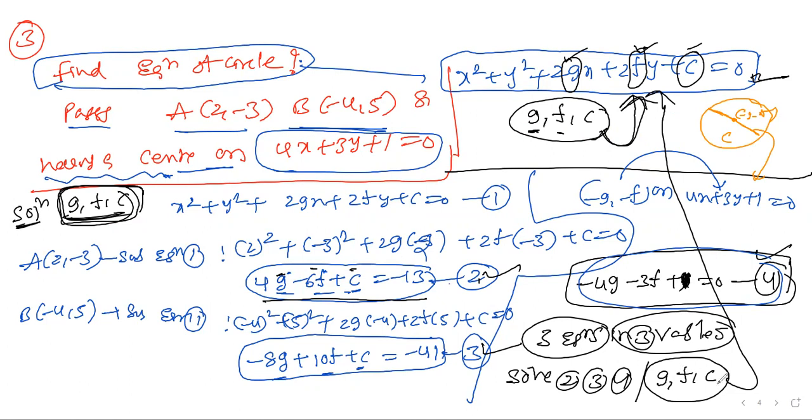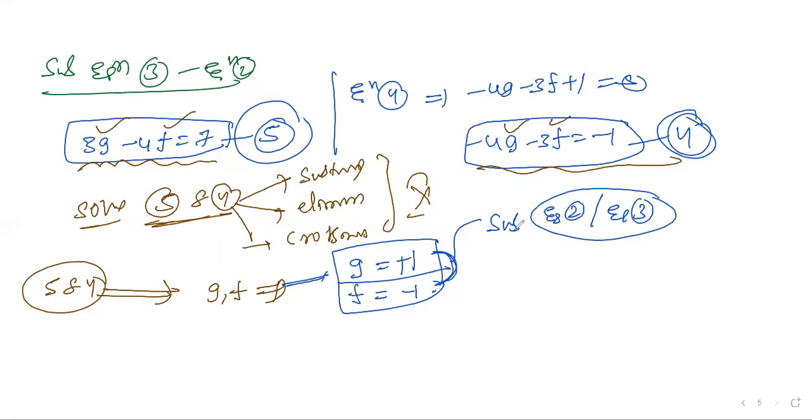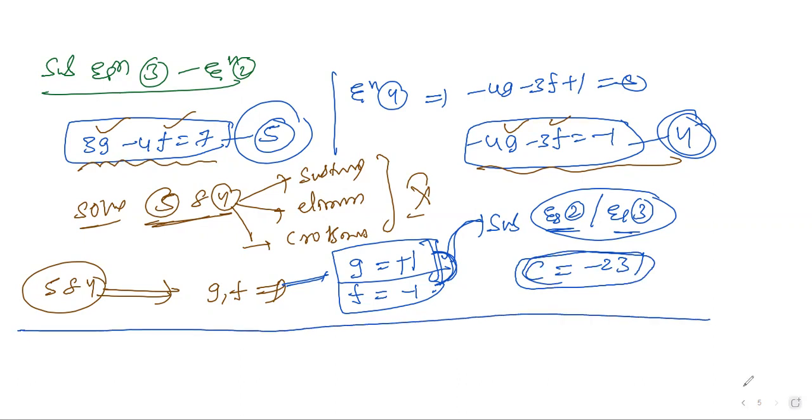When you substitute the g and f values, you are going to get the unknown parameter c. So substitute these g, f values in equation number 2 or equation number 3, and you are going to get the value of c. The value of c is minus 23. So I'm writing the value of c is minus 23. Now what are the values? g is equal to 1, f is equal to minus 1, c is equal to minus 23. So we got the values of g, f, c.